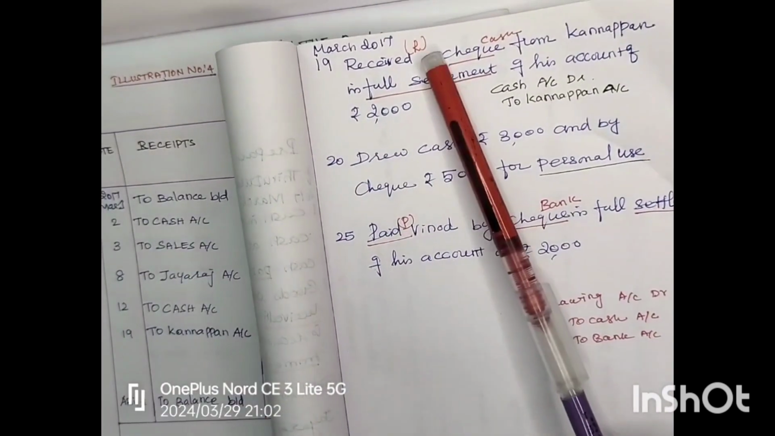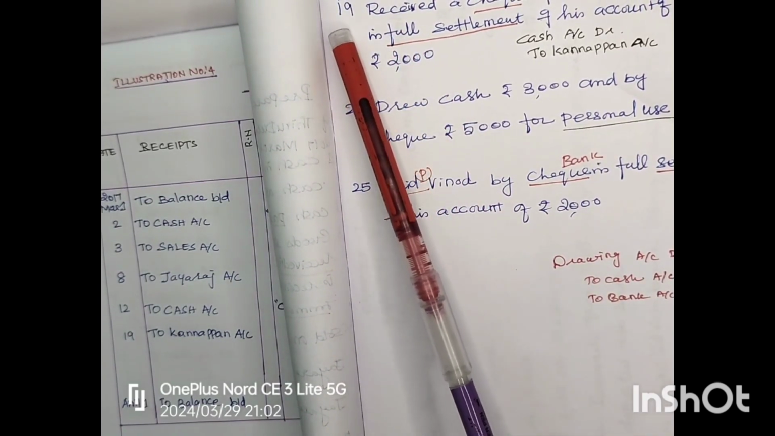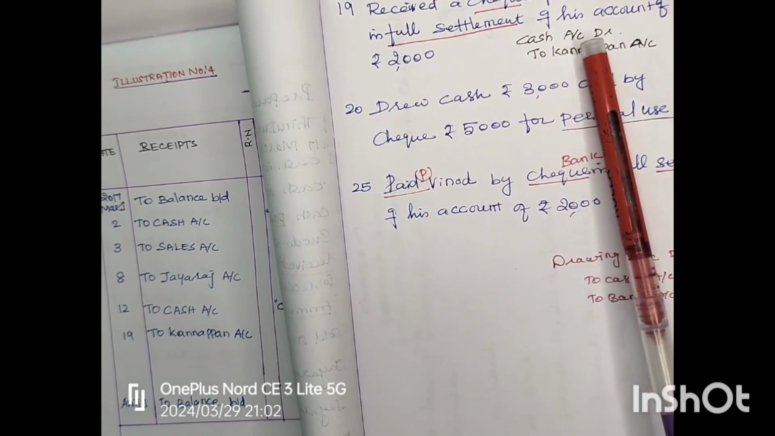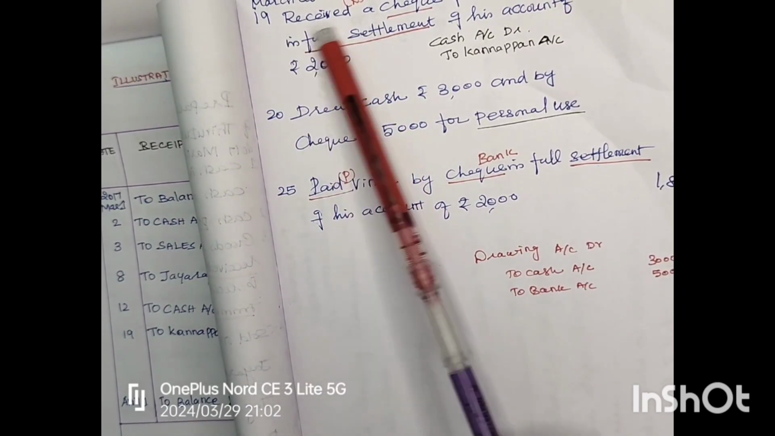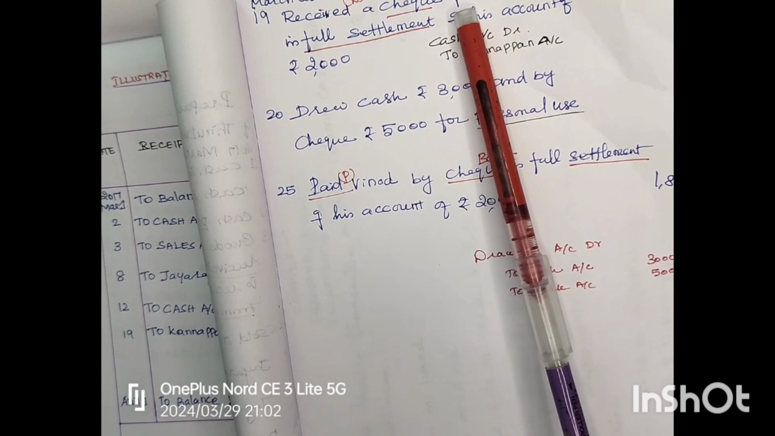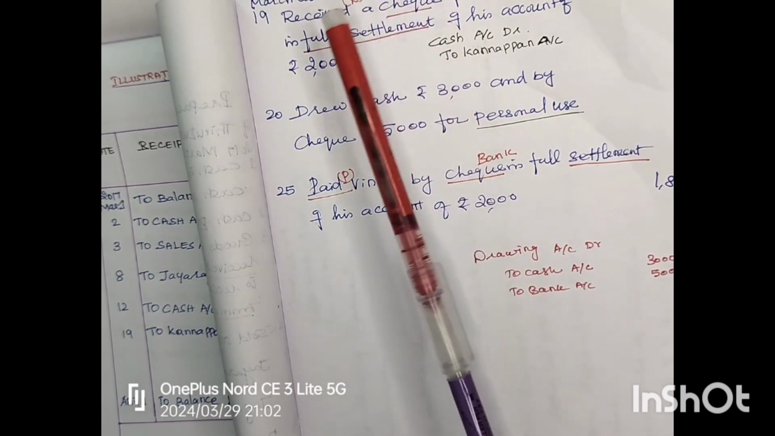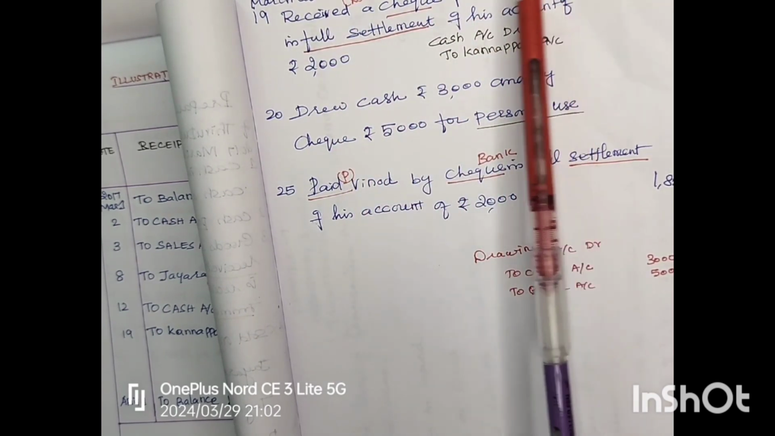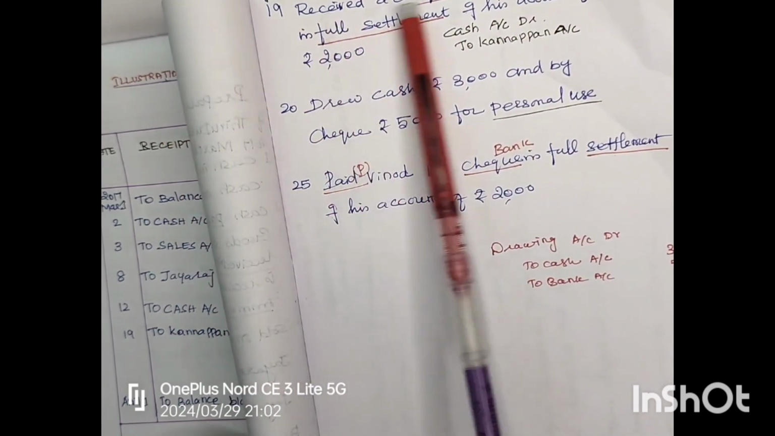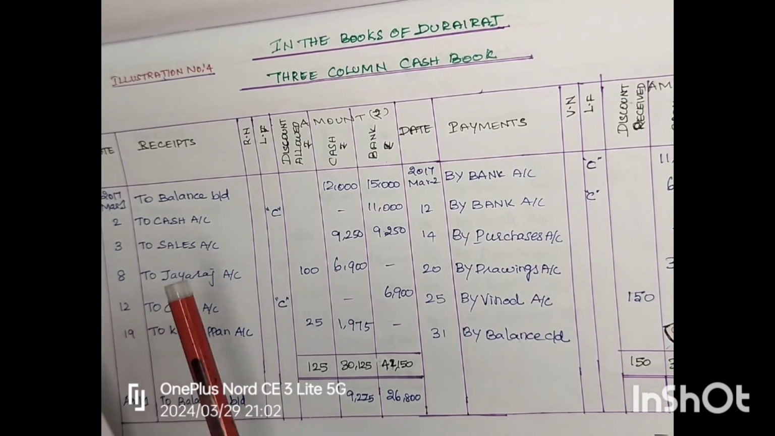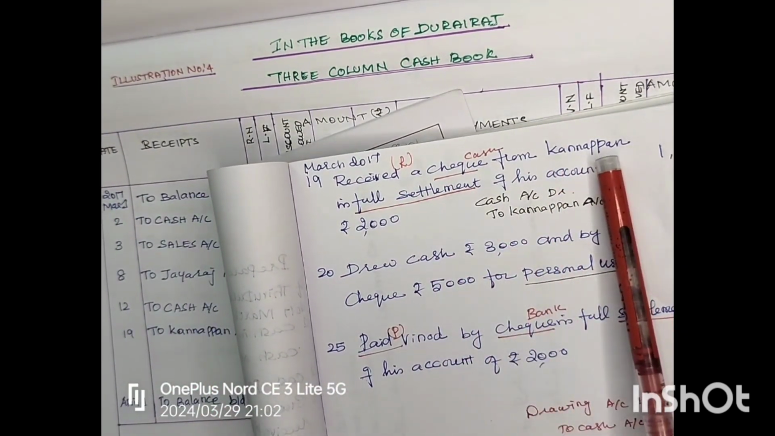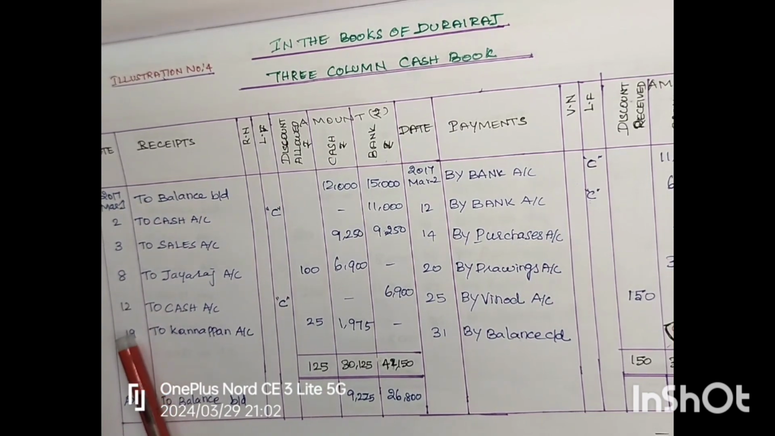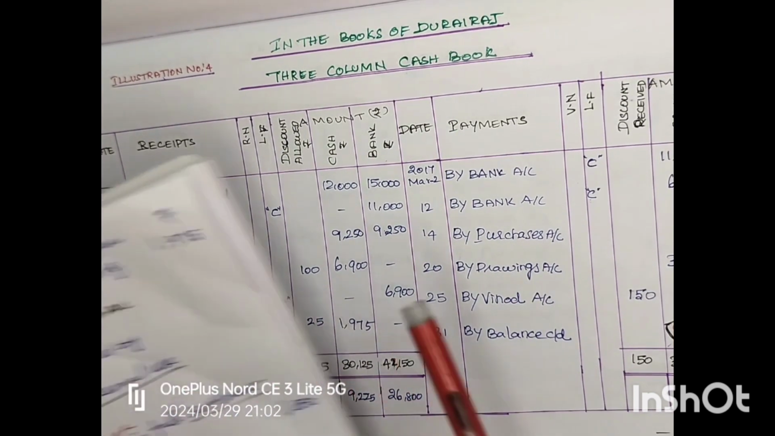That is March 2017, dated on 19: received a check from Kannappan in full settlement of his account, 2,000 rupees. Listen carefully. Received a check. Whenever you receive a check from anyone, that check is treated as cash. So you received cash from Kannappan. So cash account debit to Kannappan account. Received means the receipt side, so you go to the receipt side. Who is the opposite account? Cash account debit to Kannappan, because we always enter the opposite account on the receipt side. So dated 19 March, to Kannappan account.